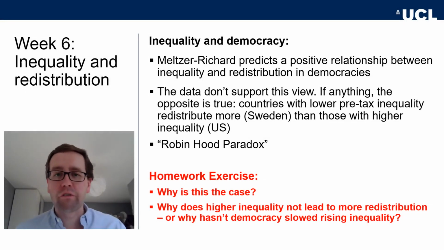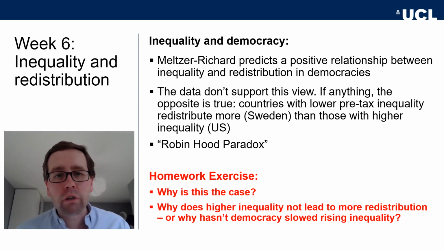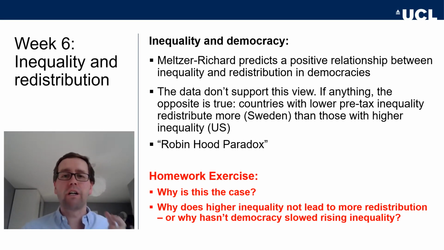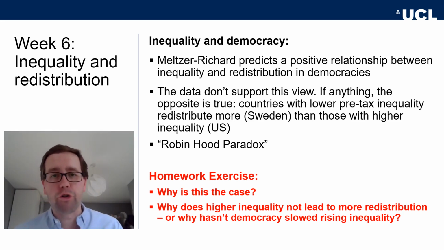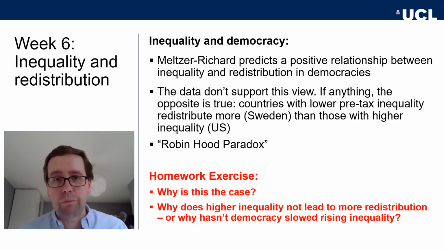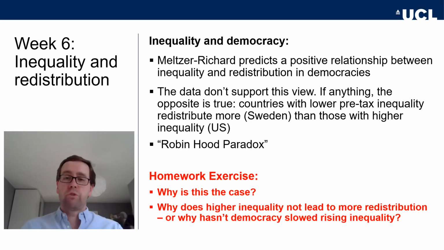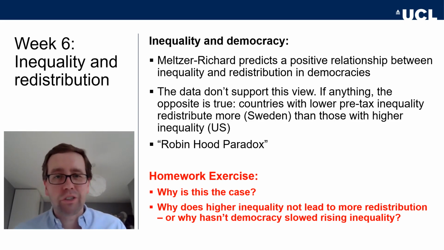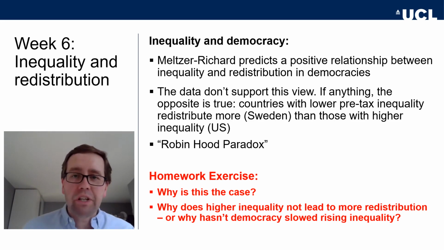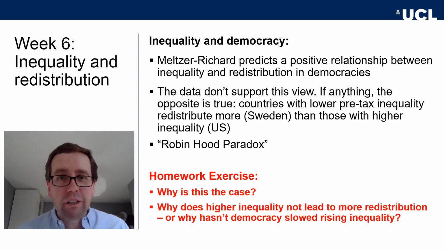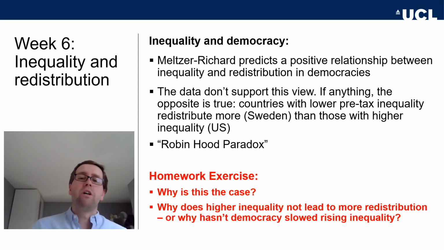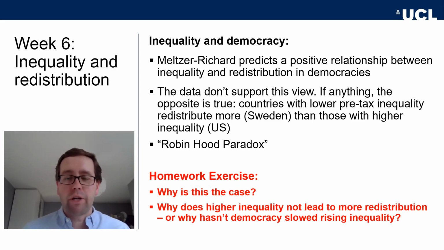So our very crude, simple empirical test doesn't actually support the hypothesis of the Meltzer-Richard model. The Meltzer-Richard model predicts that there should be a positive relationship between inequality and redistribution in democracies. But the data don't quite support this view. If anything, if you look at better data and more sophisticated analyses, the opposite is true. Countries with lower pre-tax inequality, like Sweden, tend to also redistribute more than those with higher inequality, like the US. And this is something that's sometimes been referred to as the Robin Hood paradox.